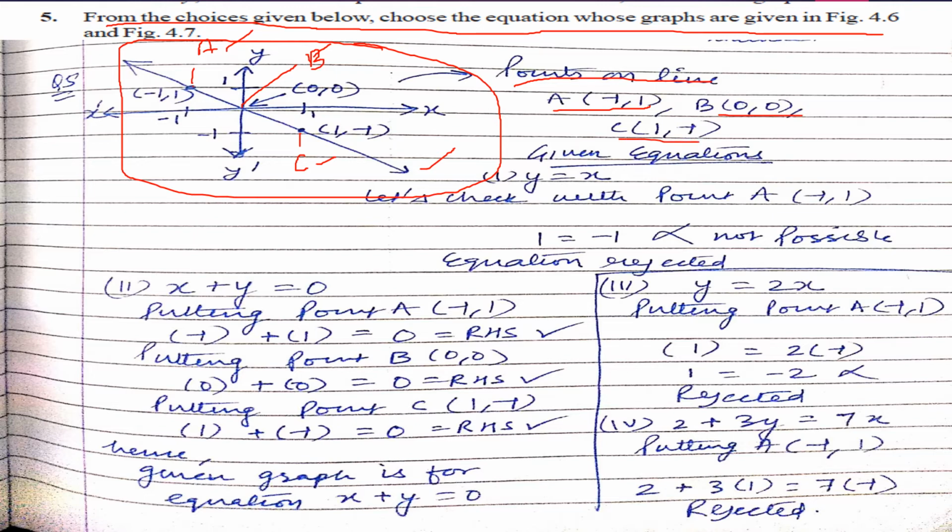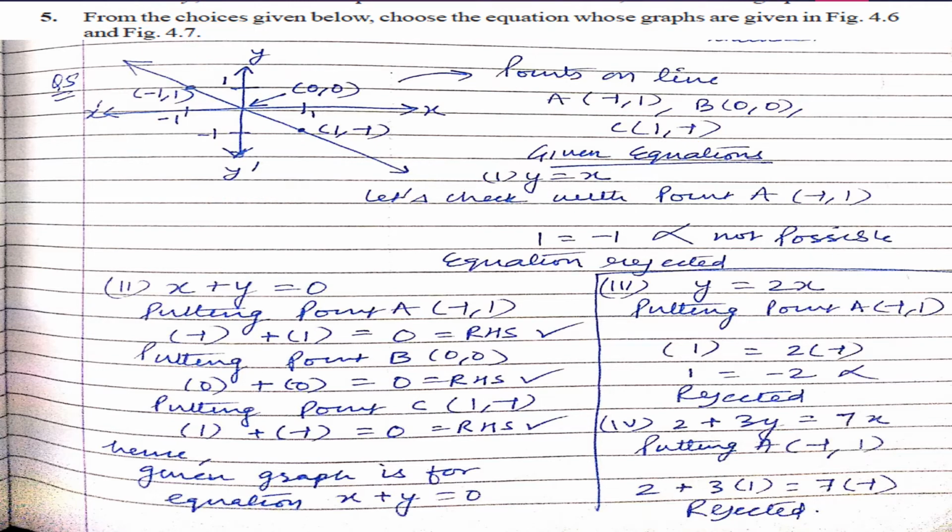First equation given to us is y = x. Let's check with the first point. When you put (-1, 1), so x = -1 you will put, and y = 1. After putting you will get 1 = -1. Is it possible? No. Therefore this is not possible, and hence this equation is rejected. First equation is rejected. Now second equation is x + y = 0.